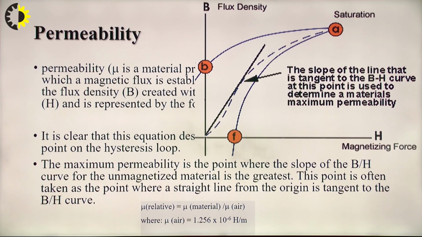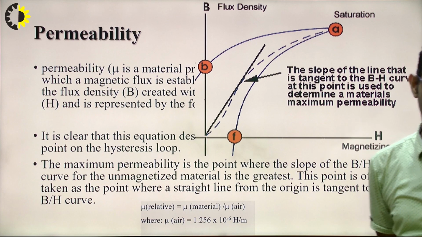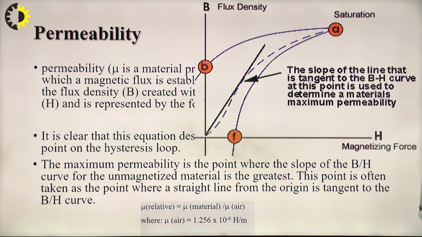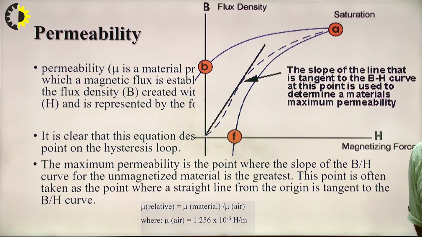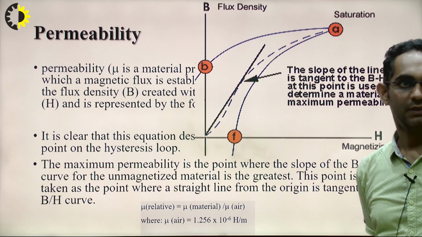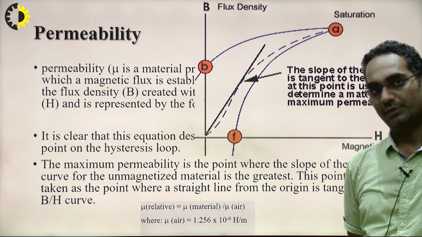The maximum permeability is the point where the slope of the B by H curve for the unmagnetized material is the greatest. This point is often taken as the point where a straight line from the origin is tangent to the B by H curve. So that is what we have about the permeability.